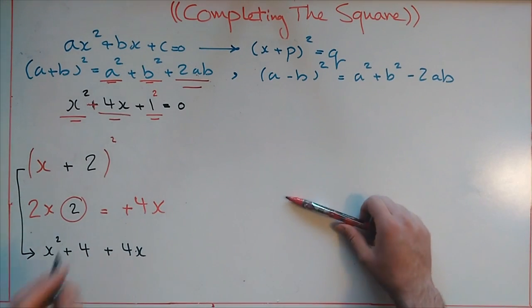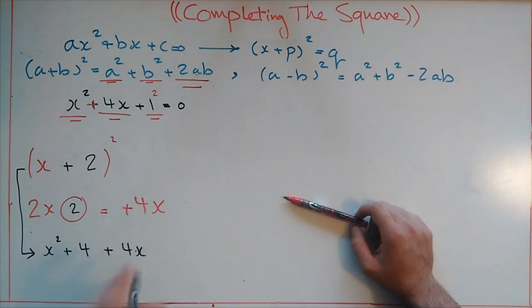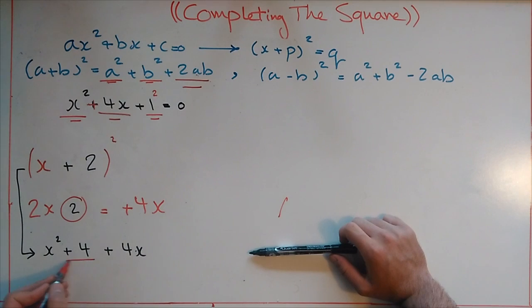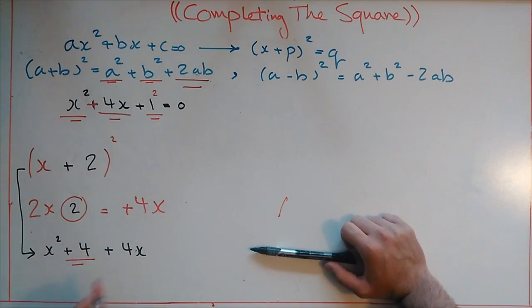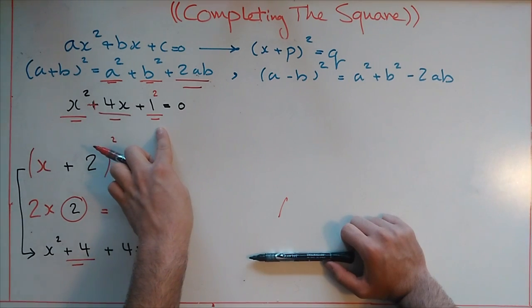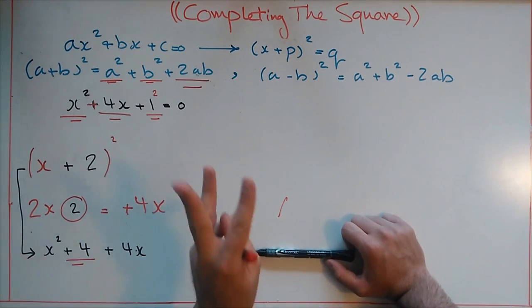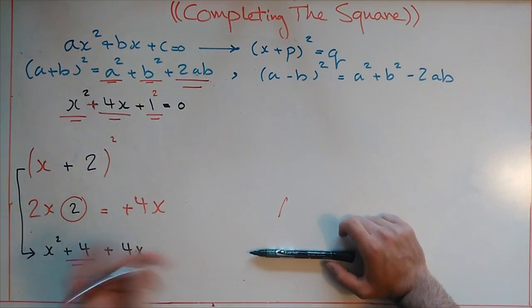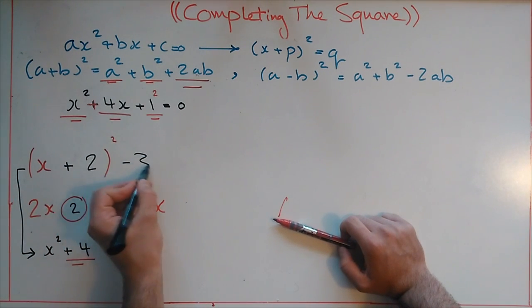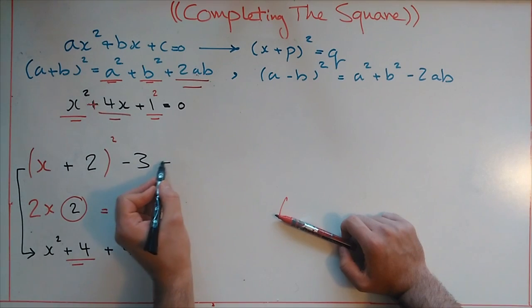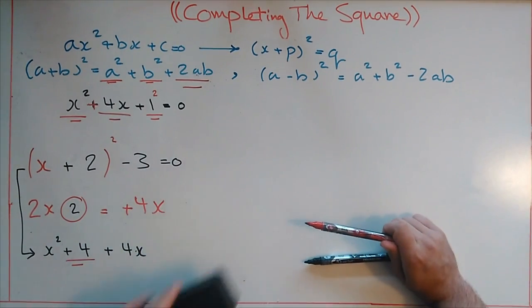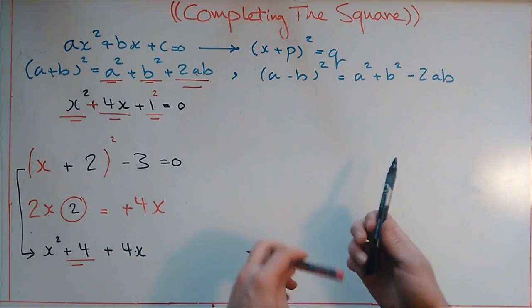But there is still a problem. Here we have positive 4, but here we have positive 1. So we need to subtract 3 units. So what I do is that I only put a minus 3 in here and then equal to 0, and then I use my third rule to solve it.